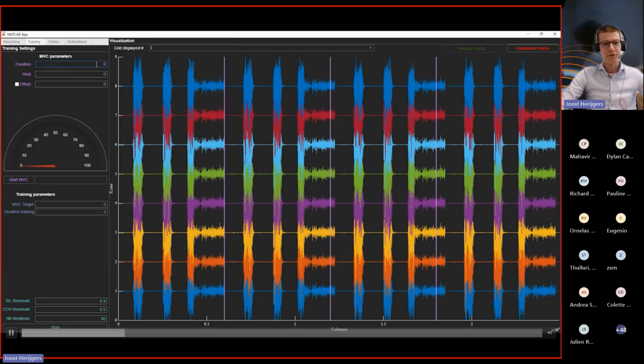So we specify the duration of this maximum voluntary contraction, which we chose to be 3 seconds. Then a rest period of 30 seconds, which is on the short side. And then finally, we record the offset from the load cell so that we can bring the baseline value to 0. Because of course, there's some force being measured because there's a foot resting on this sensor. Then after making those settings, we can start the MVC.